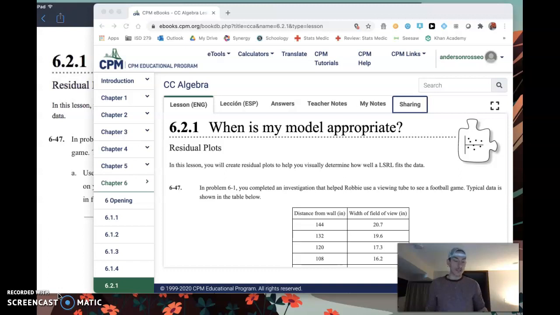Section 6.2.1 from our CPM ebooks, our Common Core Algebra ebooks. And we're going to talk today about when your model is the best model and when your model is appropriate. Now I'm kind of combining something from an old lesson into this lesson for the purposes of leading into this lesson.